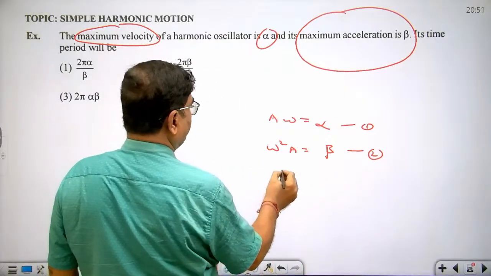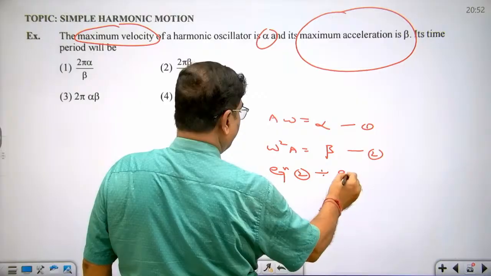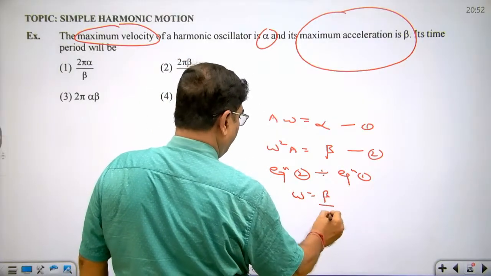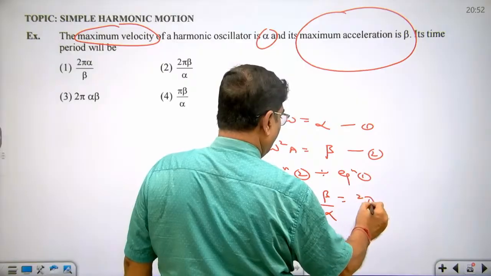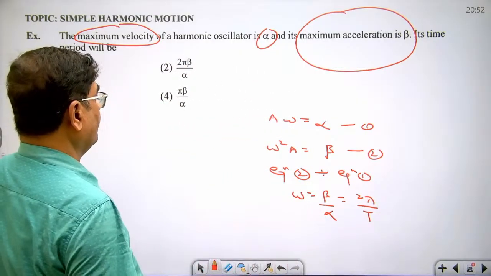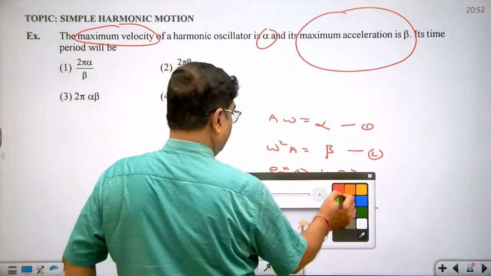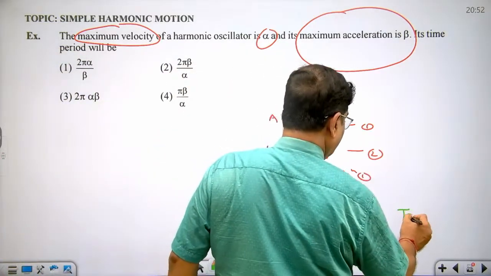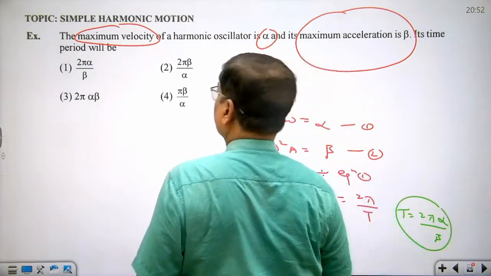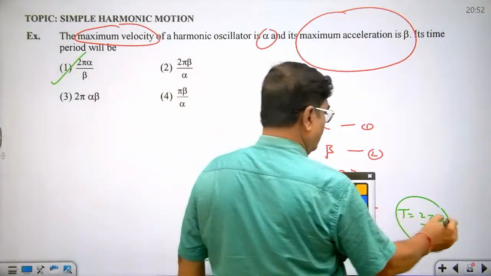Divide equation 2 by equation 1. You will get omega equal to beta upon alpha. And omega is 2 pi upon T. So what is T? T is 2 pi alpha upon beta. So the answer to the given question is option 1.